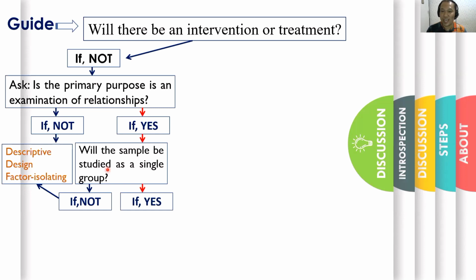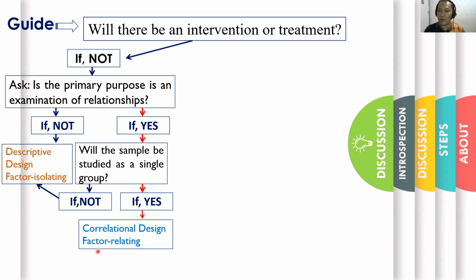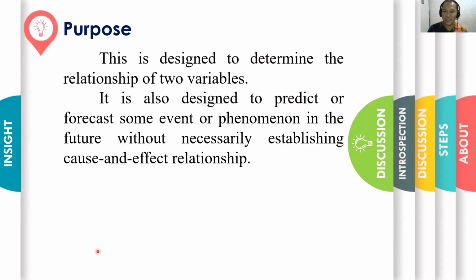My group is just a single group. Okay, I only have one group of participants, and then I am looking for relationship. Thus, you are going to use correlational design. This is factor relating design. Okay, now, what is correlational design? Now, the purpose of correlational design is to determine the relationship of two variables. The relationship of two variables.